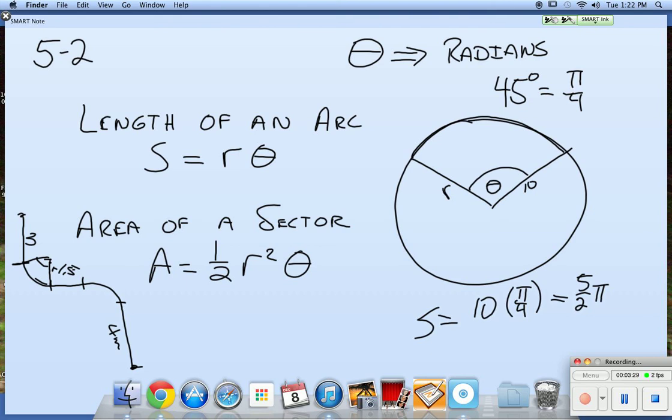Now we can figure the area of this too. The area is the same thing. We're using the radius, and we're using theta, which is in radians. We're squaring the radius, multiplied by the radian measurement, times 1/2, and that's going to be your area. Pretty straightforward. The key here is it has to be in radians. If it gives it to you in degrees, then you have to do the conversion over to radians. Okay?